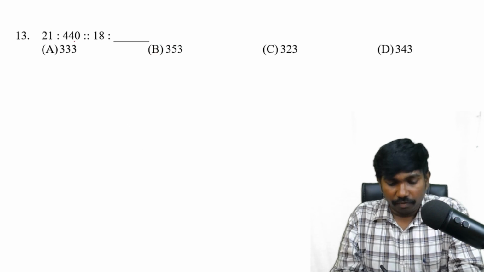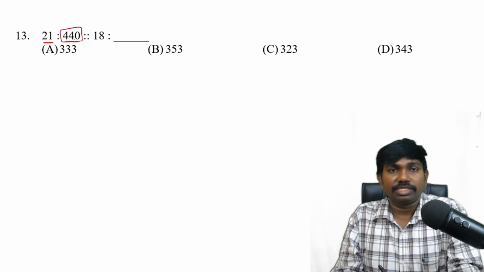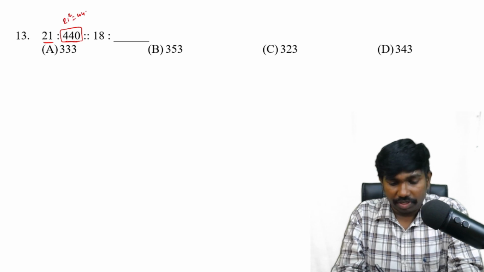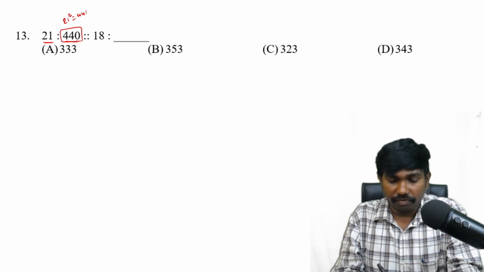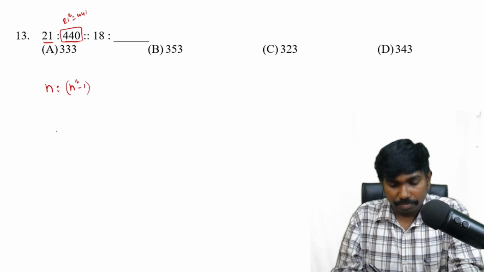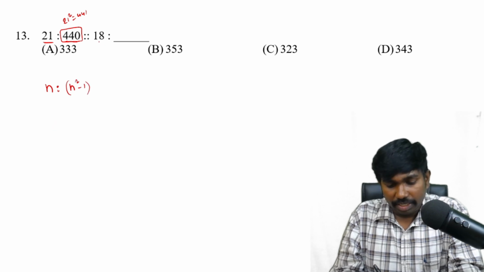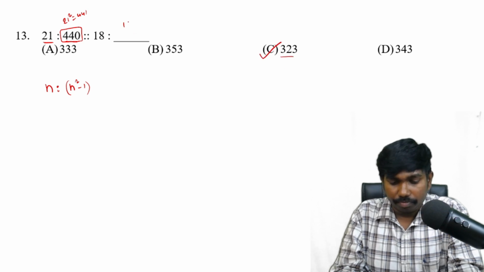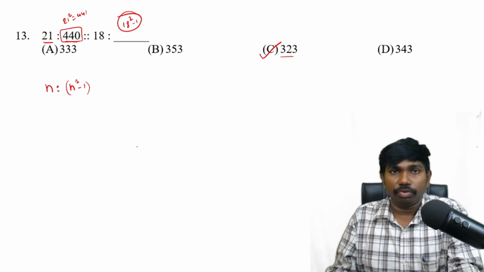Okay. 21, 4, 40, 18 and dash. Looking at this number and this number, we may get something. This may not be the special number directly, but this is the neighbor of that special number. What is the neighbor? What is the special number here? 21 square is nothing but 441. 441 minus 1 is 440. So that means if this number is n, this number is n square minus 1. So similarly, 18 square, 324 minus 1. 324 minus 1 is 323. 18 square minus 1.